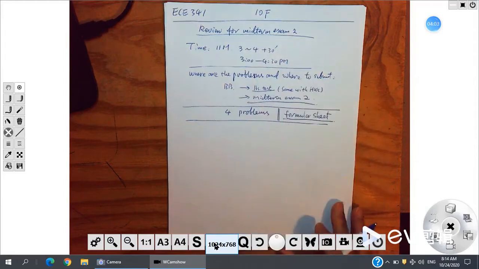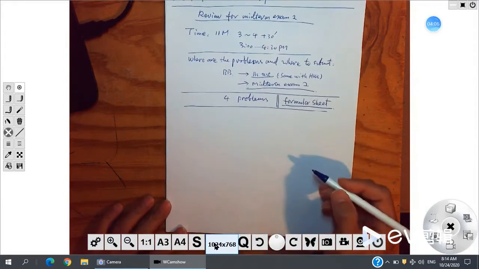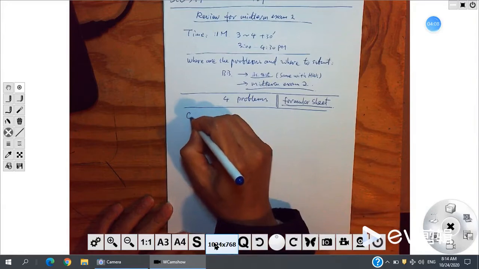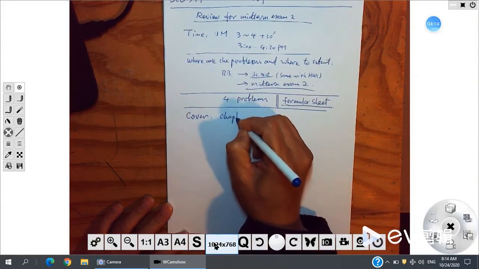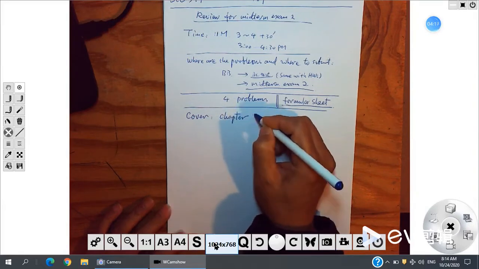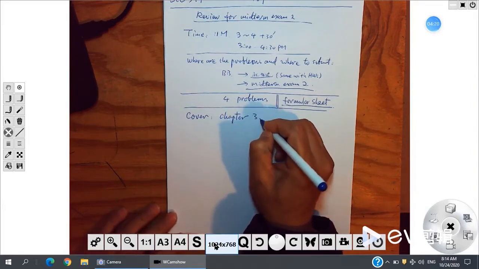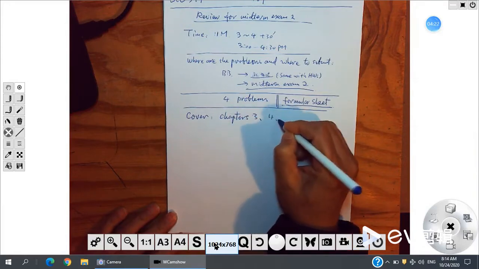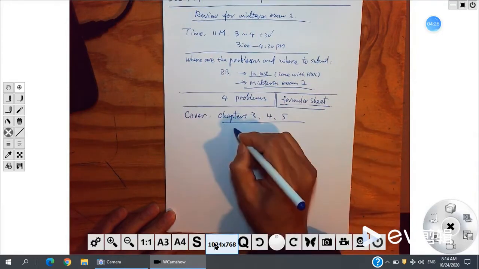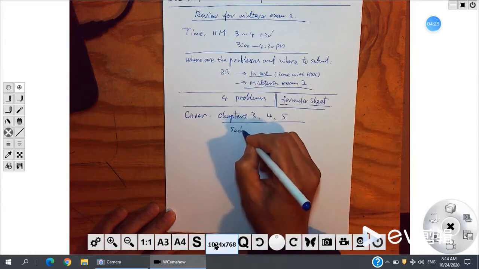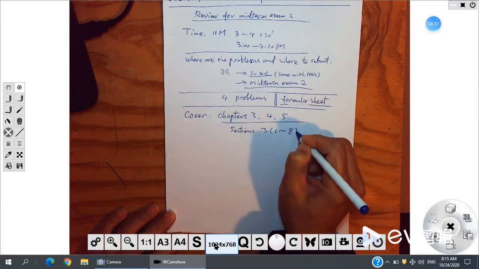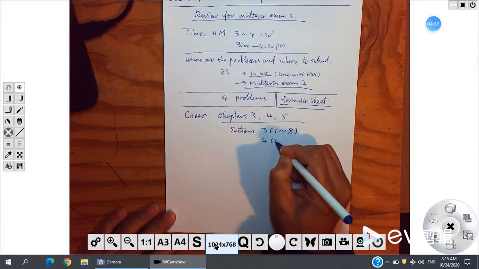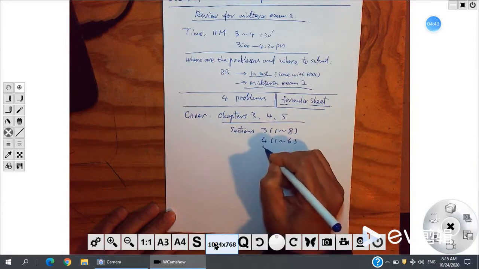Okay, and for the exam, the coverage: we will cover the random variables chapters, Chapter 3, 4, and 5. We have 3 chapters. For the sections, Chapter 3, I think it's sections 1 to 8. For chapter 4 it is 1 to 6, and chapter 5 we have 1 to 10.